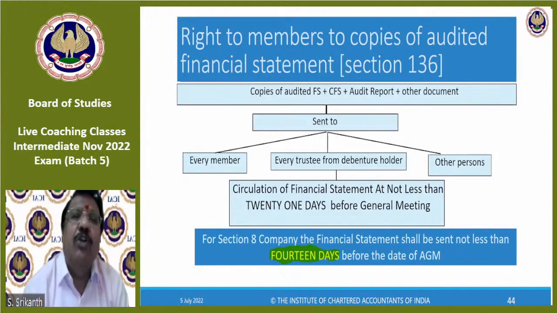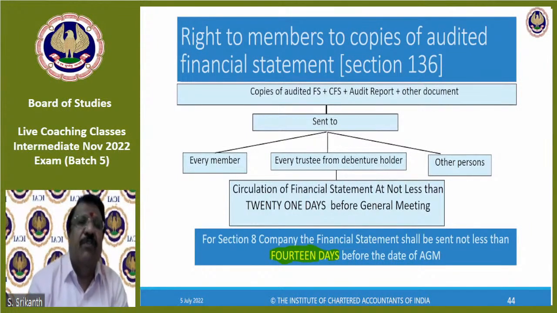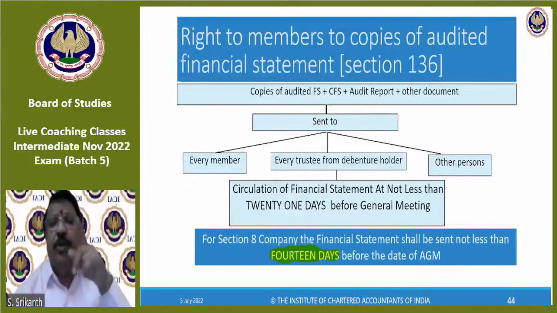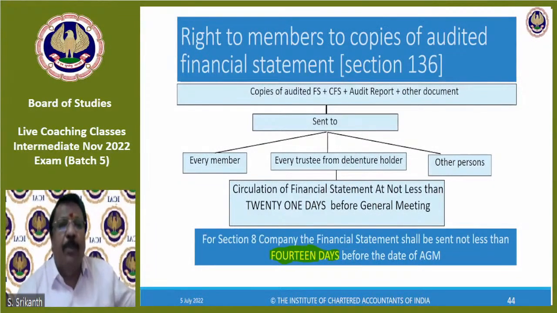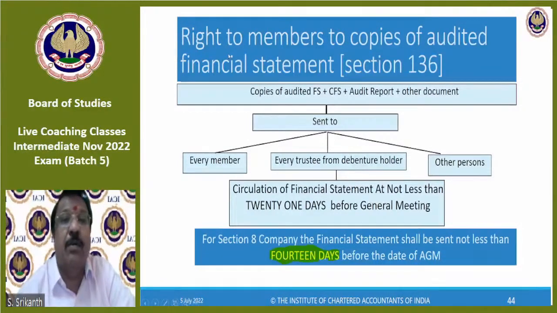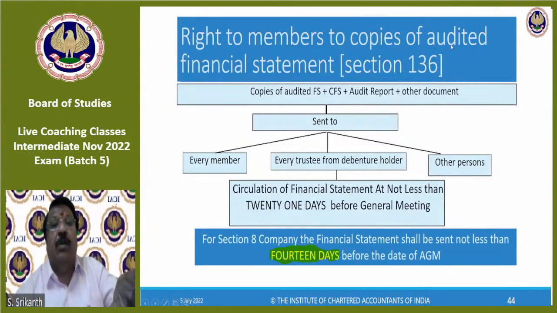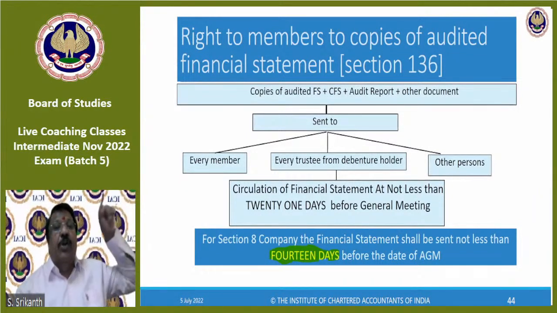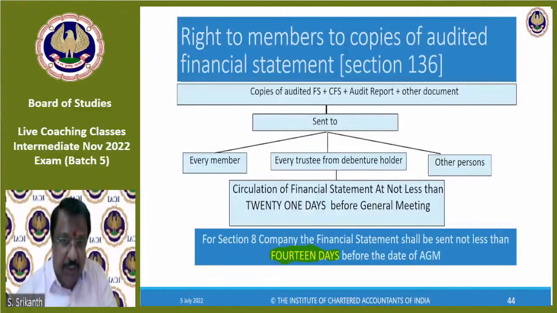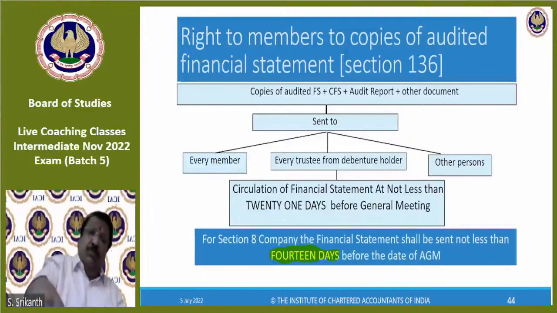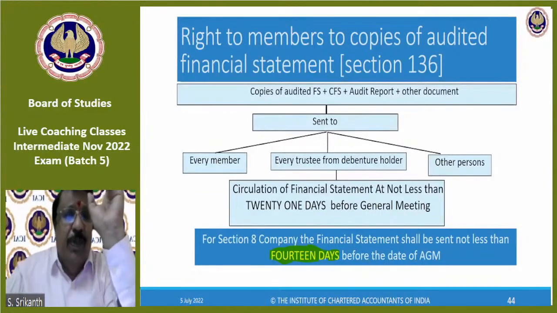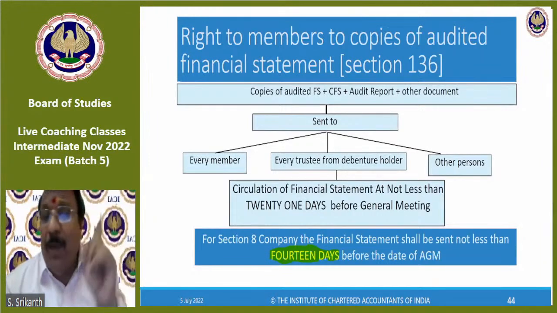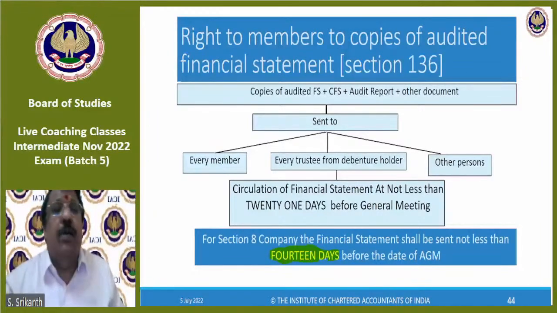This is about the right of members to copies of audited financial statements. It is the duty of a company to provide copies of audited financial statements. Please note, not just a financial statement, audited financial statement. So copies of audited financial statement, consolidated financial statement, auditor's report, everything, including the director's report, should be sent to every member, whether he has the right to vote or not.